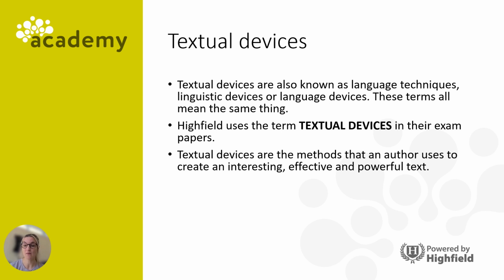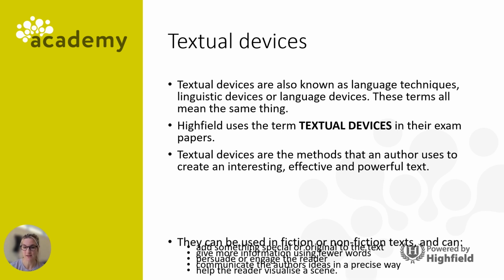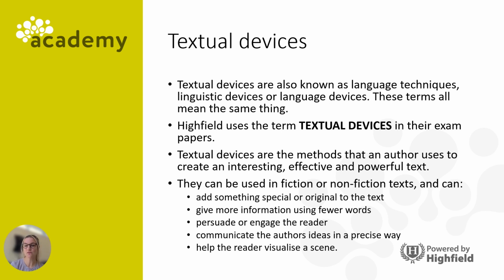Textual devices are the methods that an author uses to create an interesting, effective, and powerful text. So they can be used in fiction or non-fiction texts and can add something special or original, give more information using fewer words, or persuade or engage the reader. They can communicate the author's ideas in a precise way and help the reader to visualise a scene. So let's look at some more textual devices in detail.